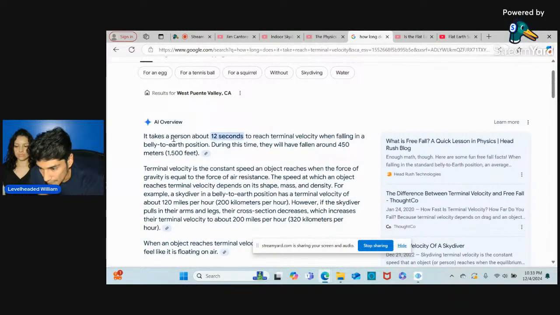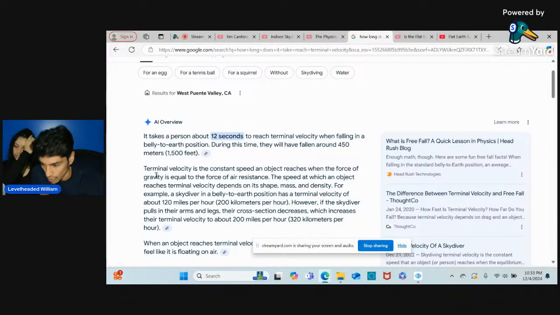And this is key too. It takes a person about 12 seconds to reach terminal velocity when falling in a belly to earth position. So a skydiver, in other words, it would take them 12 seconds to reach terminal velocity from jumping off the plane. So we'll keep that in mind.